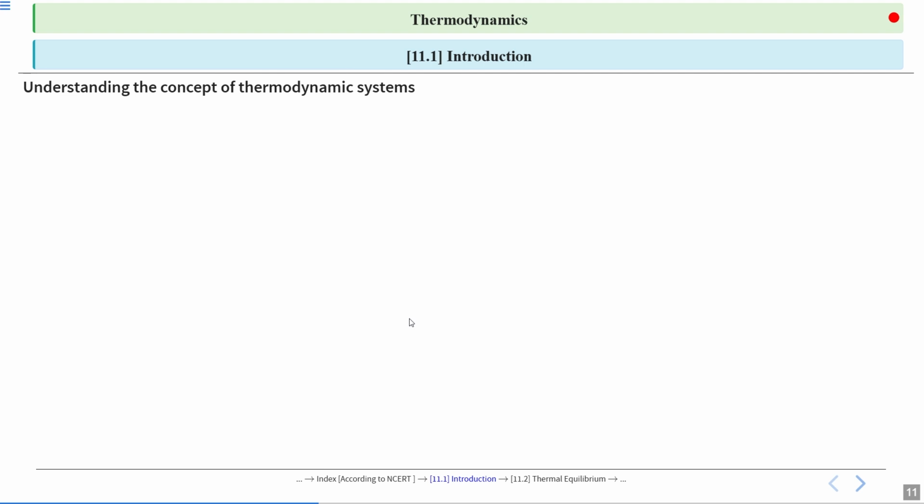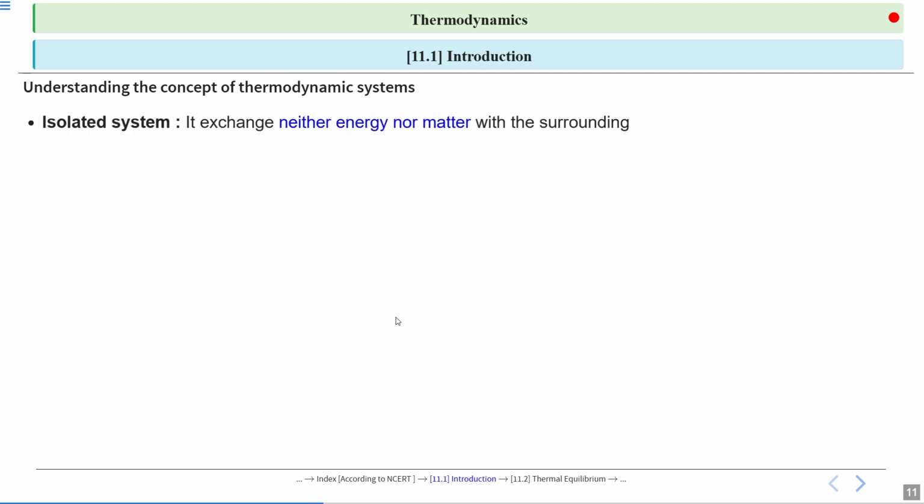Third is the isolated system. It exchanges neither energy nor matter with the surrounding. So we call it an isolated system.